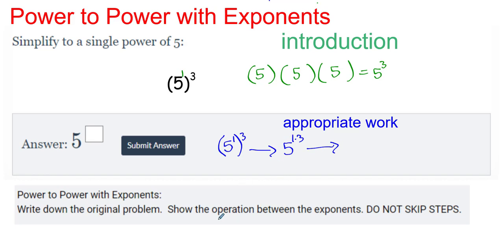So the operation in this case, it's actually multiplied. And whenever you have a power inside and outside, you just multiply them together. So that's going to give us 5 to the power of 3, which matches that. I'm going to box that and put it in there.